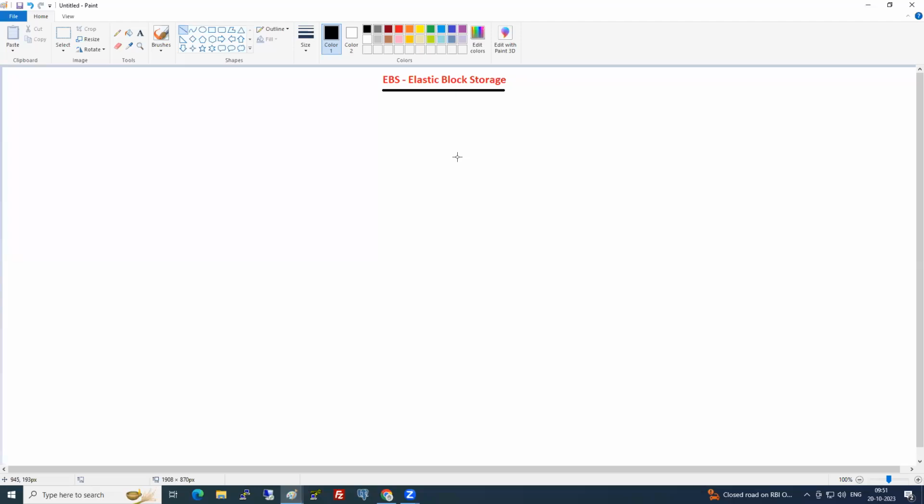But remember, now we are talking about the hard disk. Whenever you're launching the EC2 instance, automatically a hard disk will also come with it. And that hard disk, from now onwards, you should not call it a hard disk. You should call it a volume. Where are we getting it from? EBS. What is the full form of EBS? Elastic block storage. That's why we call it EBS volumes.